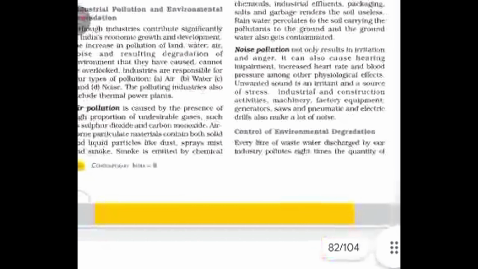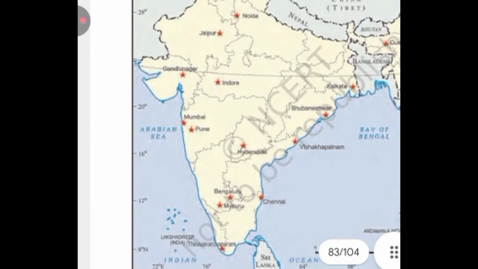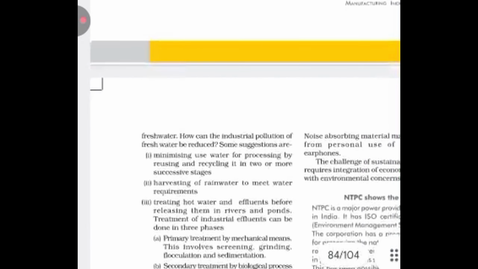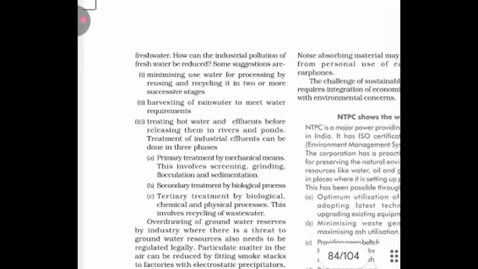We need to control the degradation and save our environment. For example, minimum use of water by processing, reusing and recycling. Those industries which use water for their industrial purposes, like iron and steel, can cool the water and recycle it. Harvesting rainwater: where agriculture has developed the method to harvest rainwater, why can't industries do it?